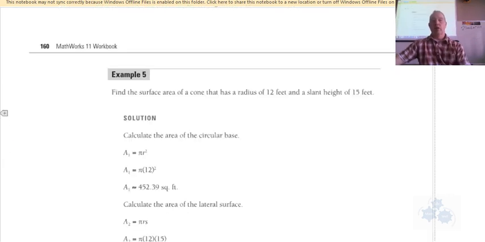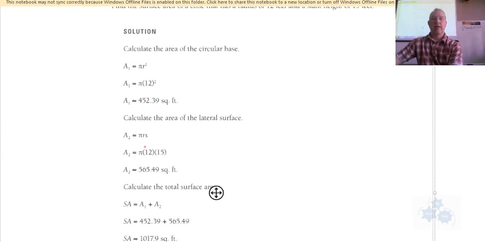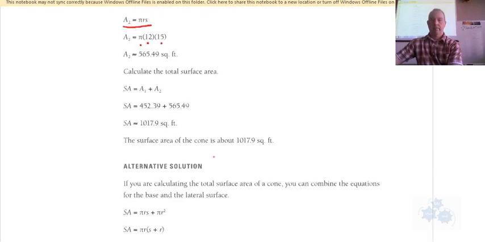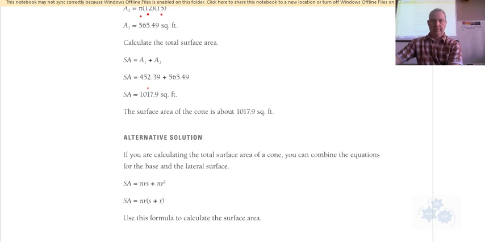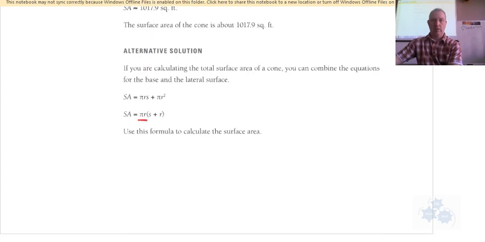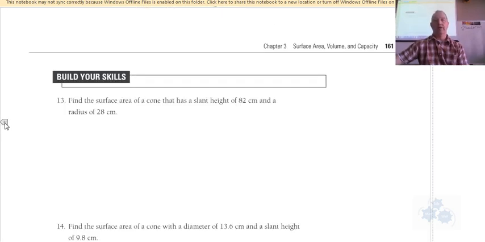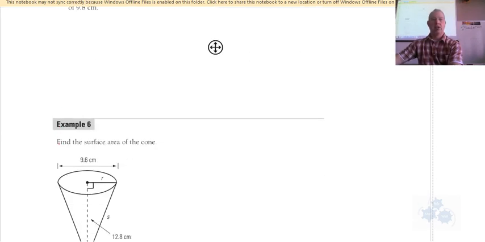All right, so what does that do for us? Well, they do this example here, no problem. Notice how for the wraparound part they use pi times r times s, and they use pi times r squared for the area of the circle. Look at this, there they both are. So let's do one together, and then I'll let you finish.